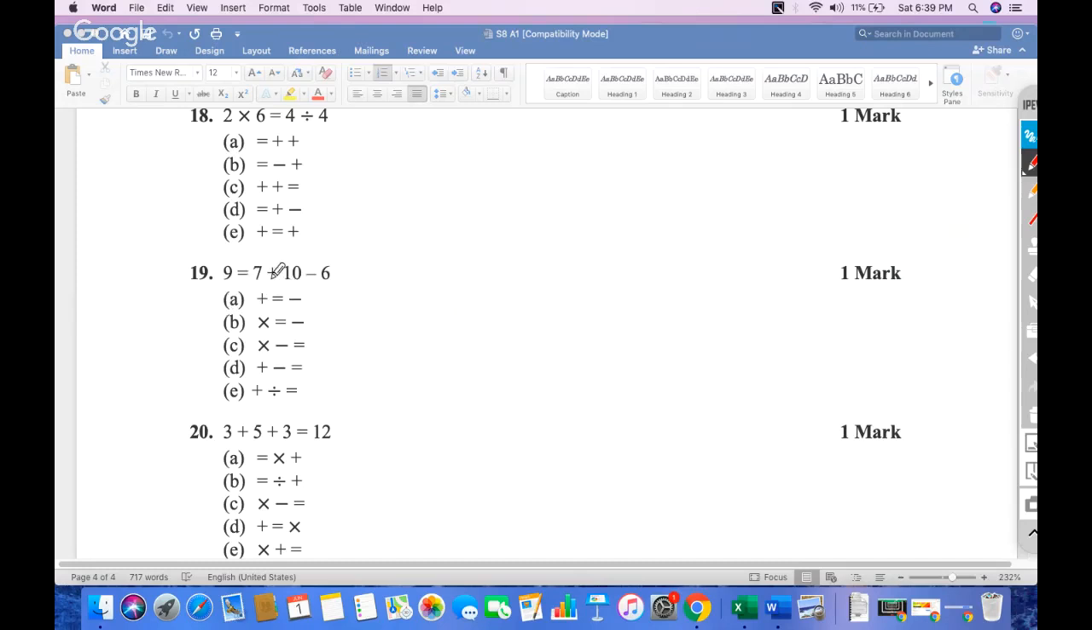So 9 plus 7 is equal to 10 minus 6 is not an answer. 9 plus 7 is 16, 10 minus 6 is 4. 9 into 7 is 63, so this can never be the answer. 10 minus 6 is 4. 9 into 7 minus 10, so that becomes 53, which is not equal to 6, that is not an answer. 9 plus 7 is 16, minus 10 is equal to 6, so that is an answer. So 9 plus 7 minus 10 is equal to 6. Option D is the answer.